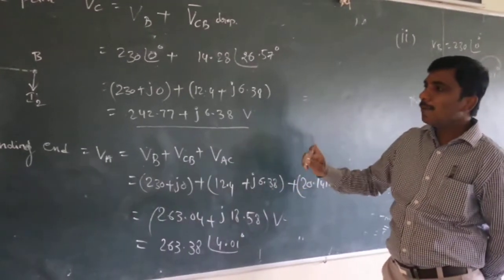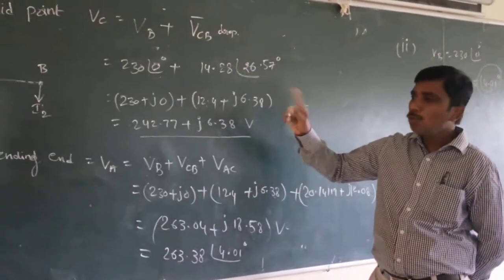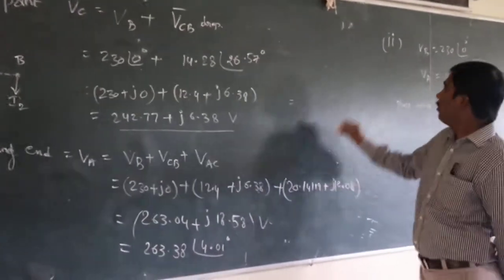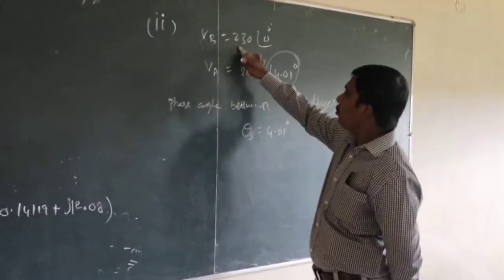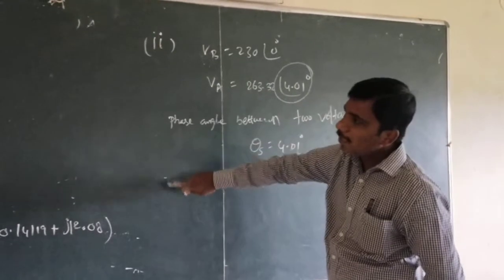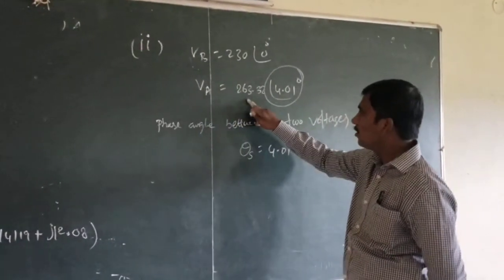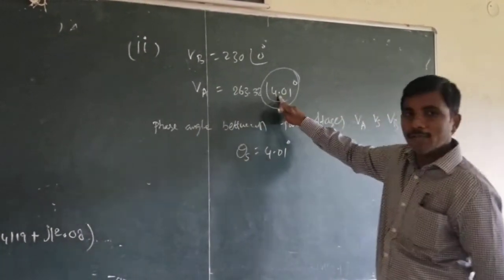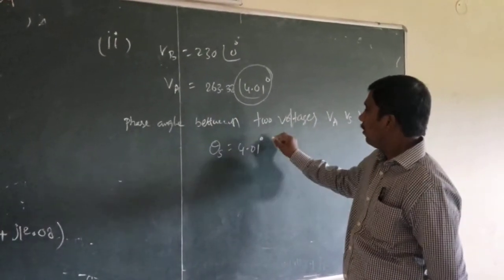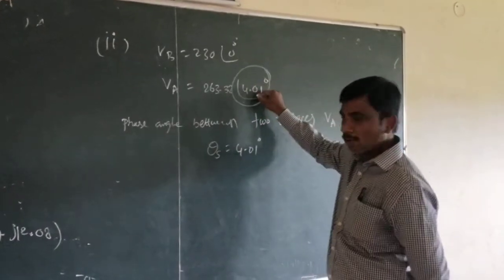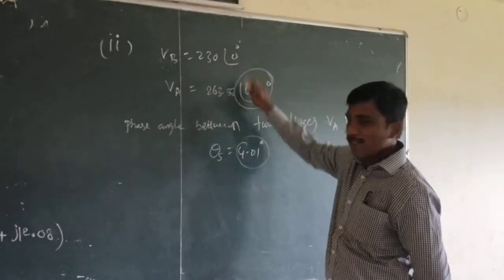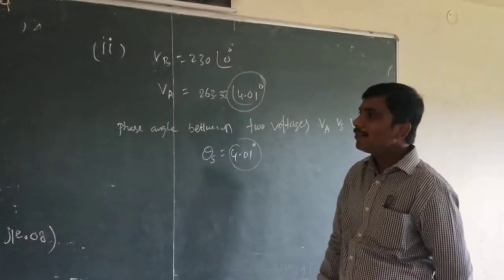Now they want the phase angle between the two end voltages, VB and VA. What is the phase difference? VB is 230 at an angle of 0 degrees, given already. We calculated the sending end voltage at point A as 263.38 at an angle of 4.01 degrees. The phase angle difference, VA minus VB, is 4.01 degrees. That is the solution for this.